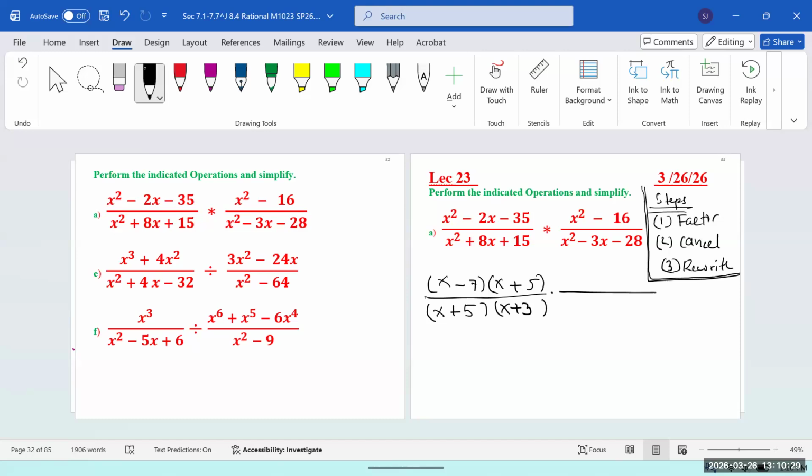Great. Christopher, right? Christopher, which method do we use here? Difference of perfect squares. Great. So what two factors do we get here? X plus 4, x minus 4. Great.